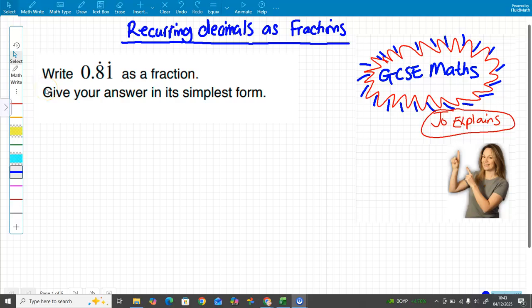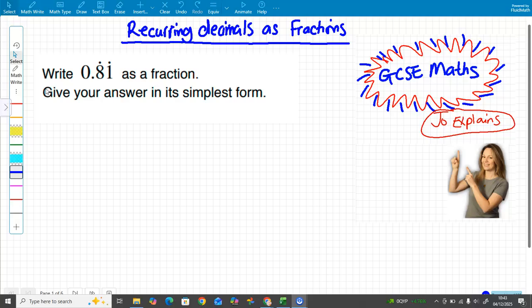Hello, so today we're going to look at recurring decimals, writing them as fractions. So here's a question that I found. It's a non-calculator question on a GCSE exam paper. So we're going to write this recurring decimal.